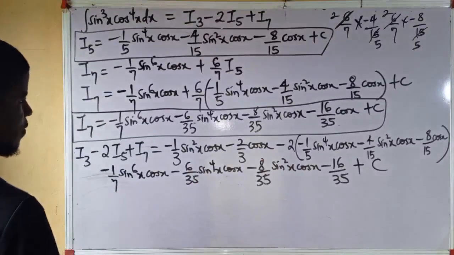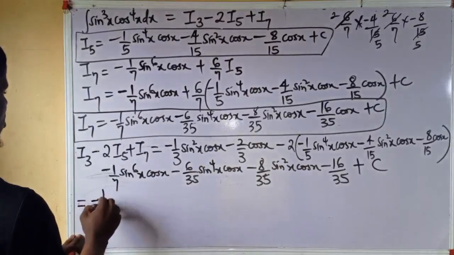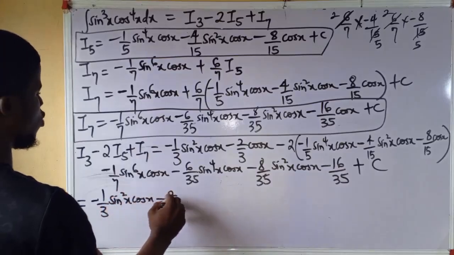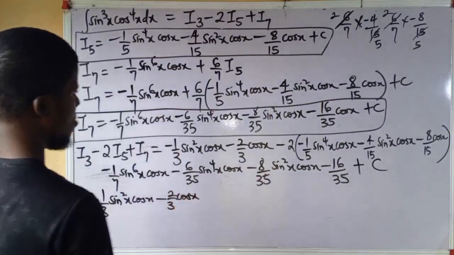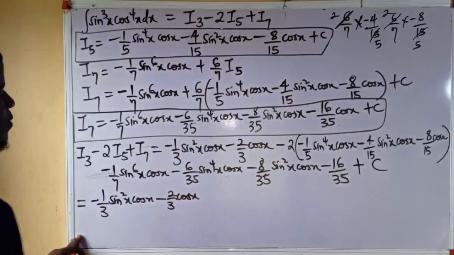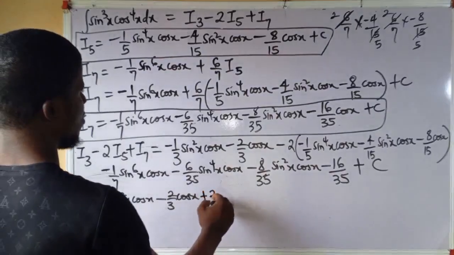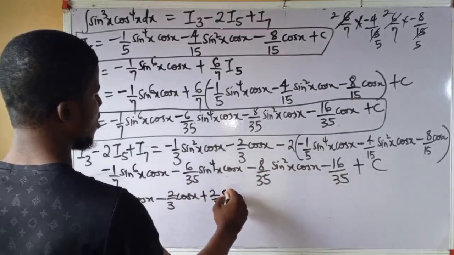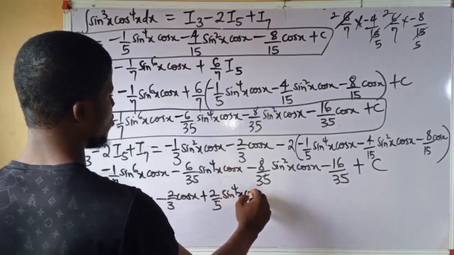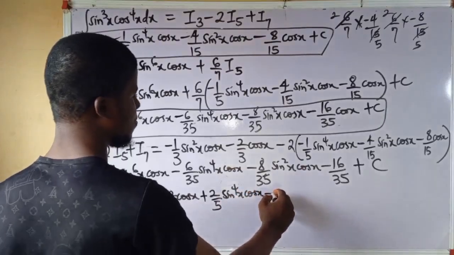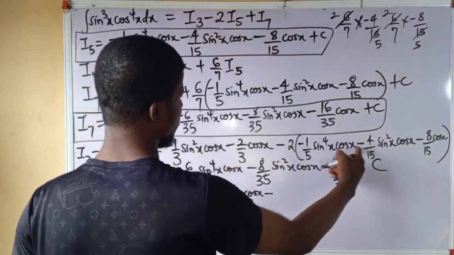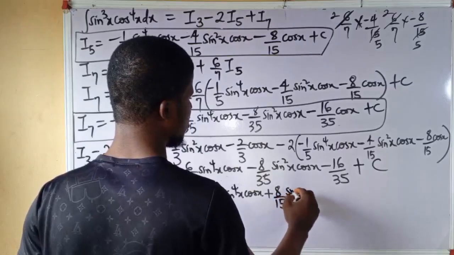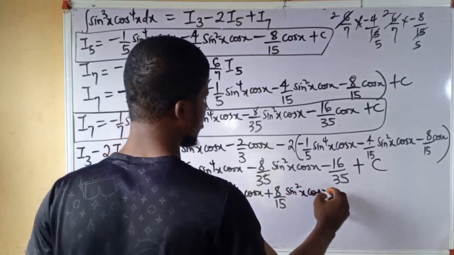Let's open that bracket. So this is simply minus 1 over 3 sine squared x cos x minus 2 over 3 cos x. Minus 2, we enter that bracket, we have my plus 2 over 5. Just follow me. This is a plus sine 4x cos x minus, okay, plus minus is a plus. 2 times 4 is 8 over 15 sine squared x cos x.